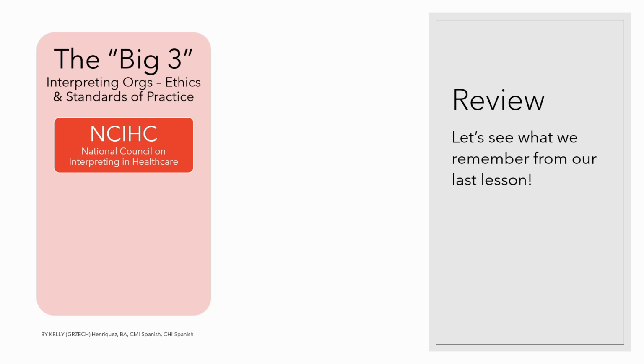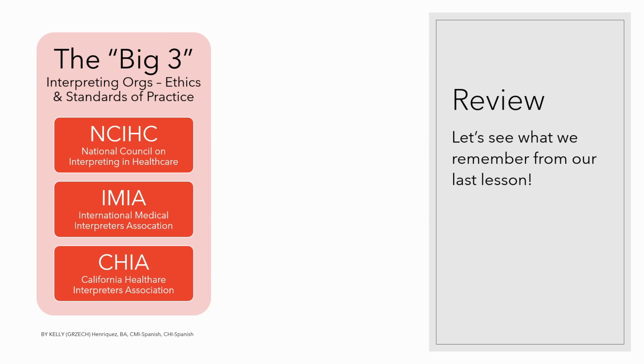The other 2 are IMIA, which is the International Medical Interpreters Association. This is actually the first organization to author a code of ethics specifically for medical interpreters. Then we have CHIA, which is the California Healthcare Interpreting Association. CHIA is based in California, of course, and you'll notice that in the interpretation and translation profession, a lot of things come out of California that end up setting the stage for things nationally for the profession of interpreting.